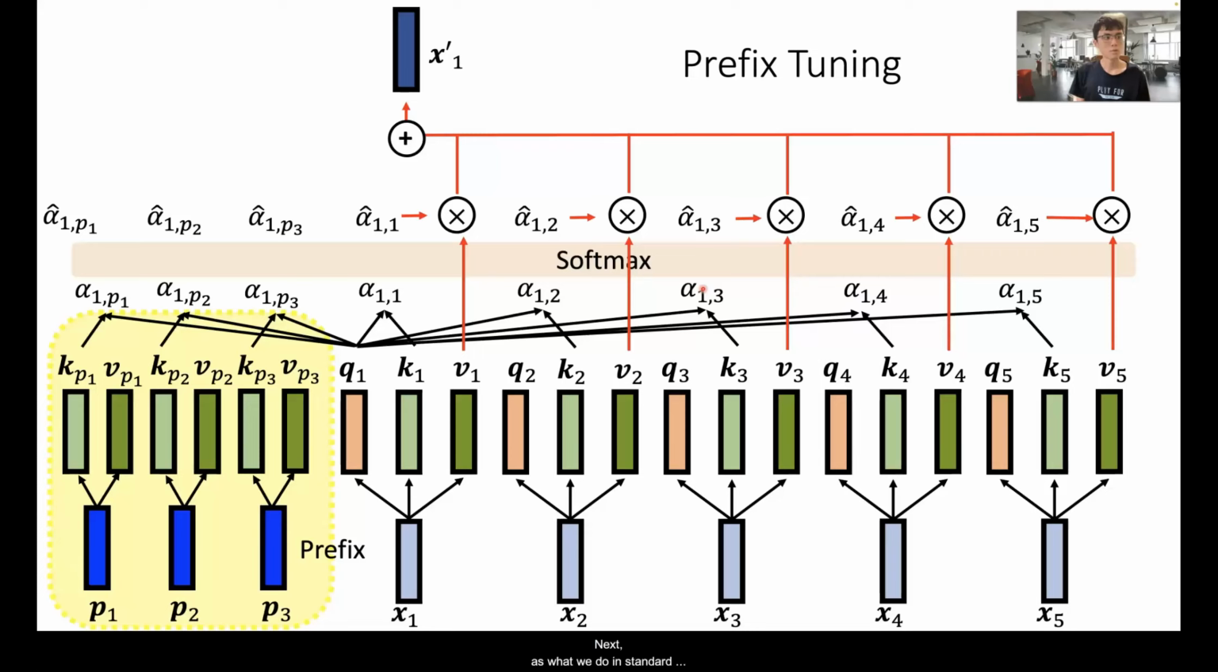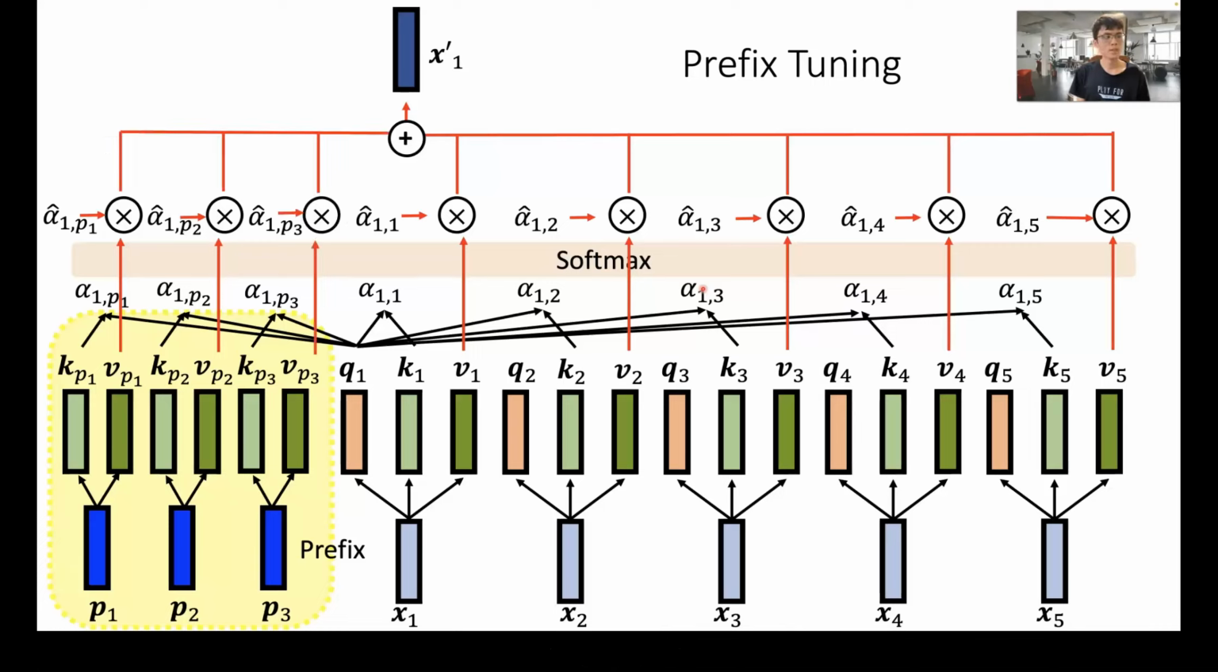Next, as we do in standard self-attention, those alpha hats will be multiplied with the corresponding value vectors. The part on the right-hand side is the same as the standard self-attention on the previous page. As for the left-hand side, alpha hat 1,P1 will be multiplied with the value vector of the first prefix, and the second prefix value vector is multiplied with alpha hat 1,P2, and so on. Next, all the products are summed together to form the final output for the first token. That's all for prefix tuning.